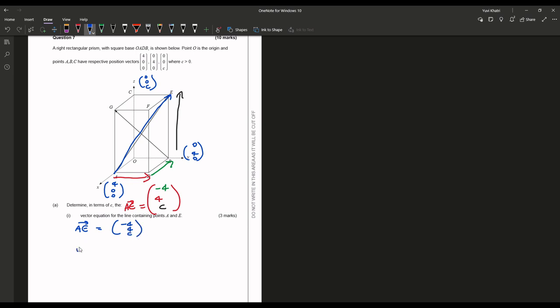Now, the rest is simple. We need a point on the line, so we can just use point A, which is (4, 0, 0), plus a scalar multiple of the direction vector. So lambda times the direction vector, which is (-4, 4, c). That is the answer to part 1.